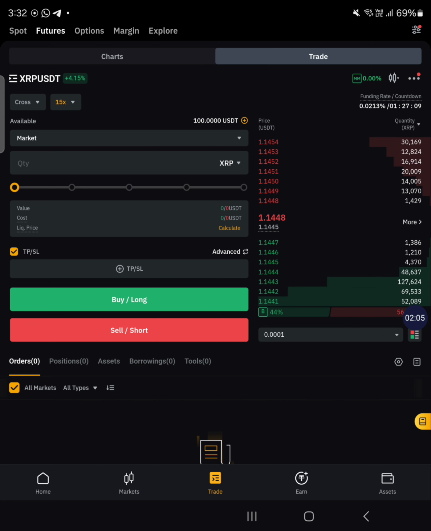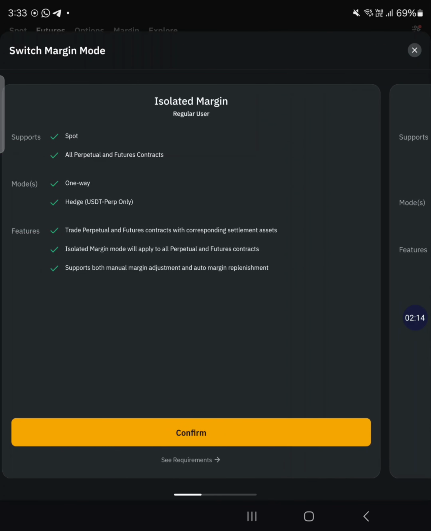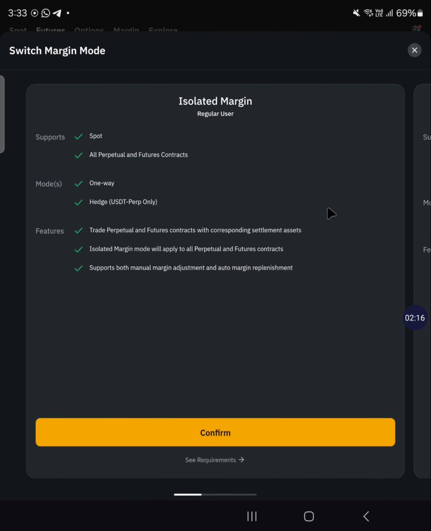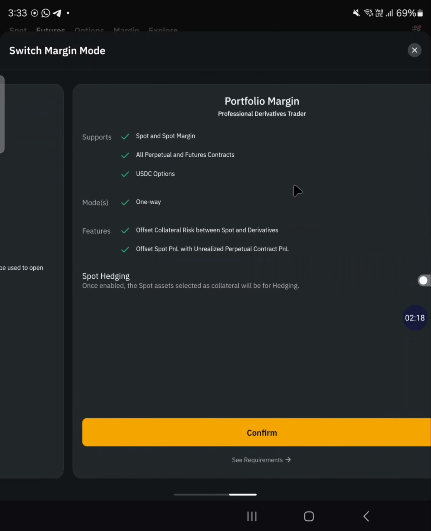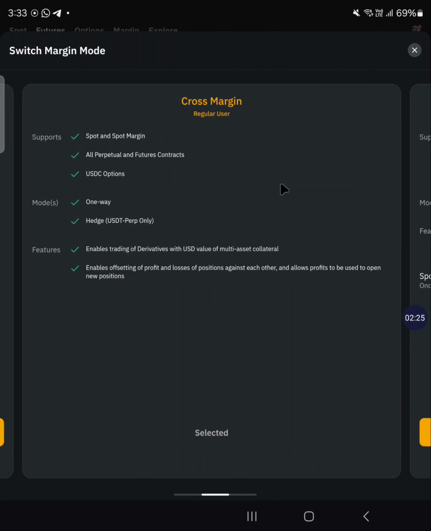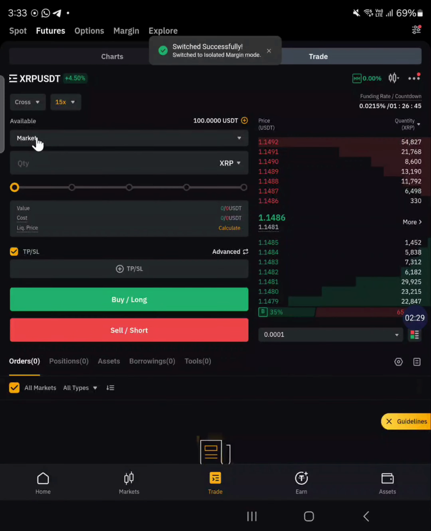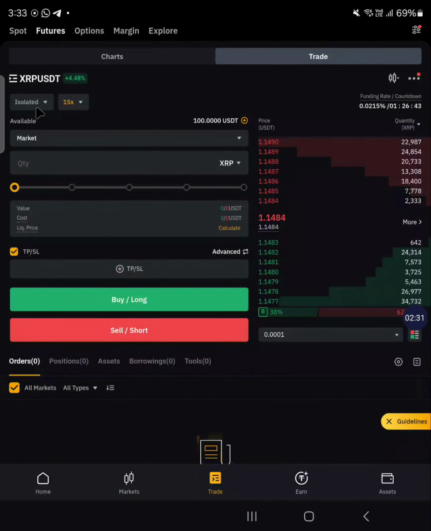And then you can see, always make sure that you have your margin placed under isolated. We have the cross margin, and for those of you who are new, you can see the portfolio margin. Not everybody has the portfolio margin. So we're going to activate the isolated margin. Make sure it is always on isolated margin.